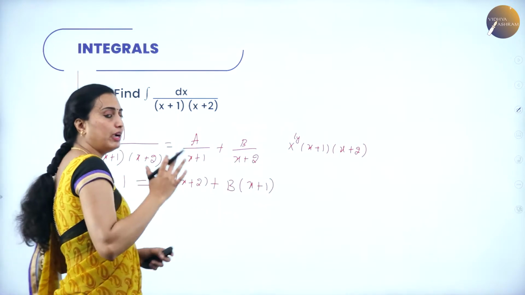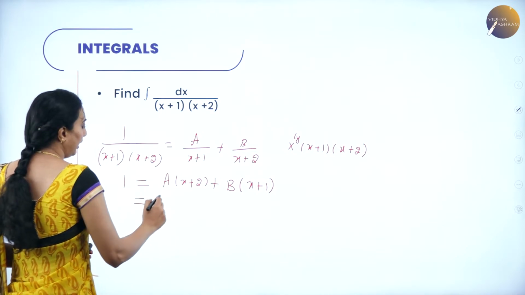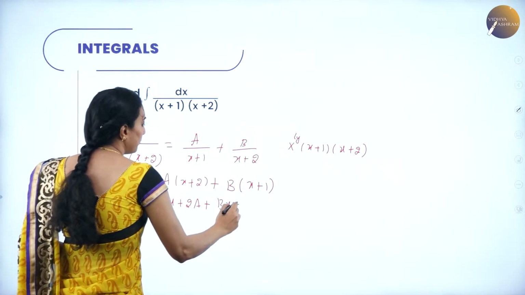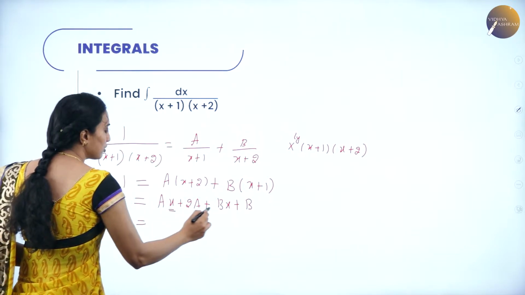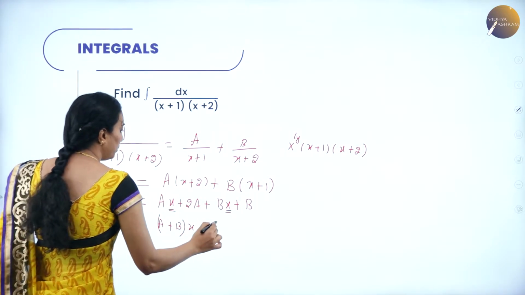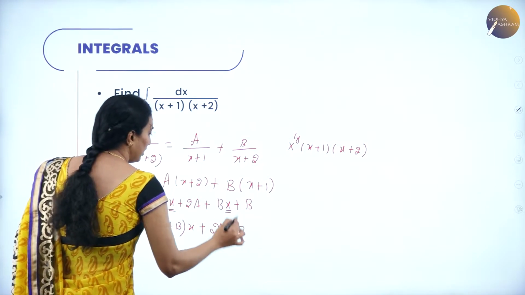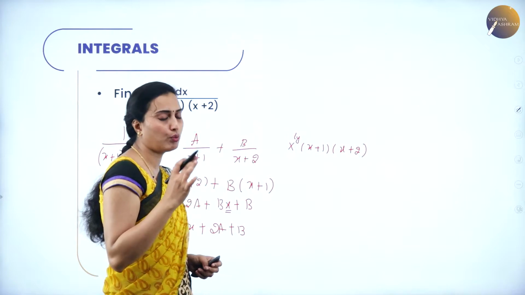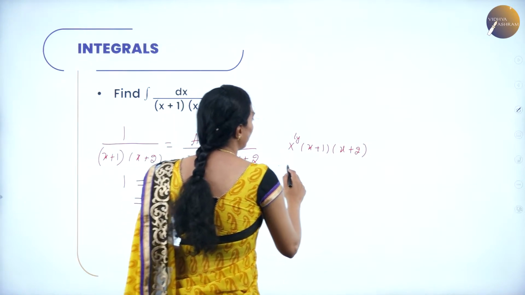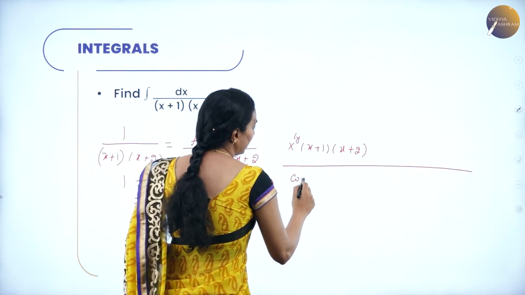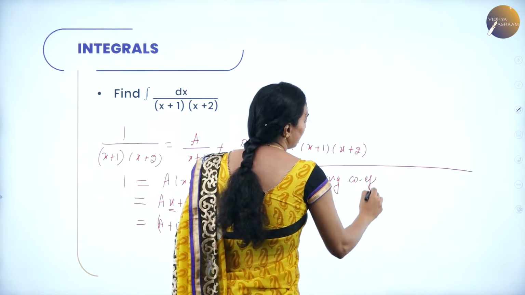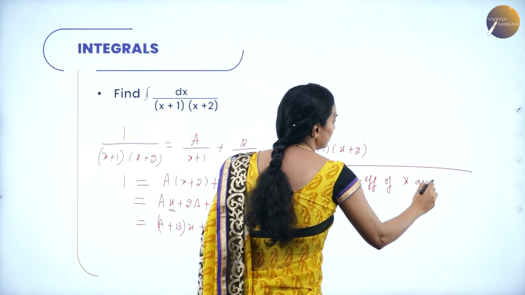Now here you are going to multiply whatever is there on the right hand side: A into x plus 2A plus B into x plus B. Now you can take x as a common factor here, which will become (A plus B) into x plus (2A plus B). Now what are you going to do? You are going to compare the coefficient of x and the constant term. Now let me compare the coefficient of x and constant terms.